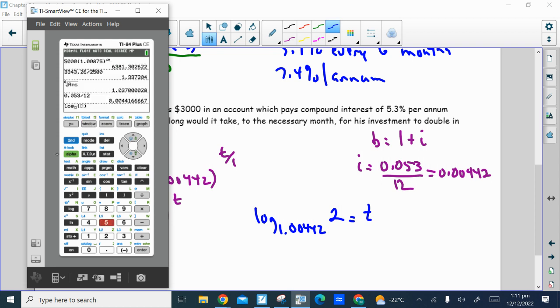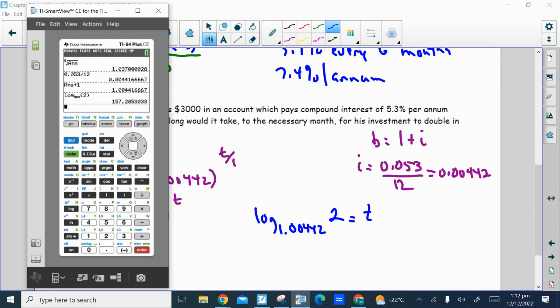We want to take the log, and actually, before I do that, I should add 1 to that decimal so I have it in my calculator, and now I can take the log. So log with the base set, of the previous answer, of 2. So there's the answer. We get 157.285.